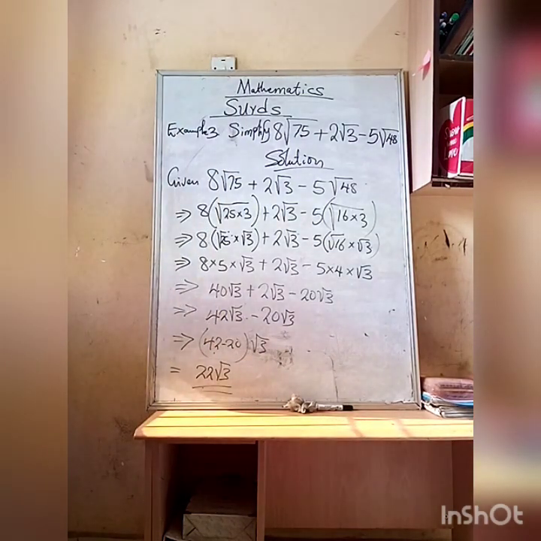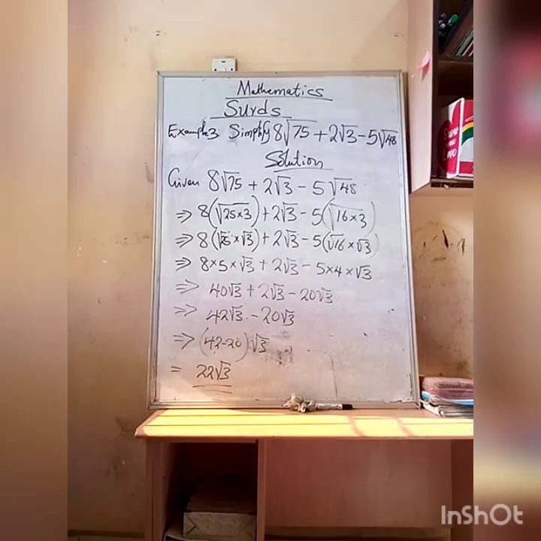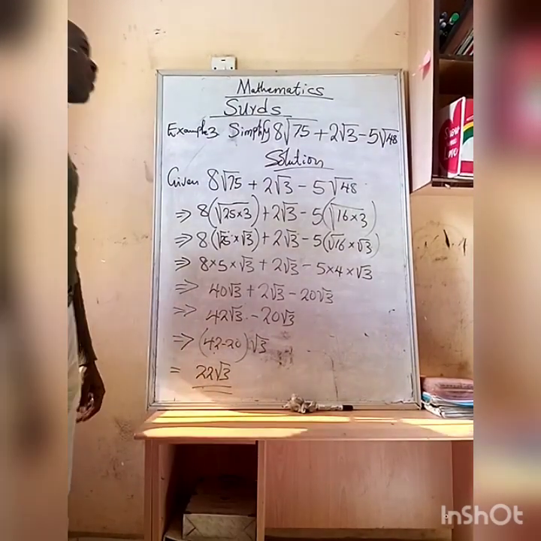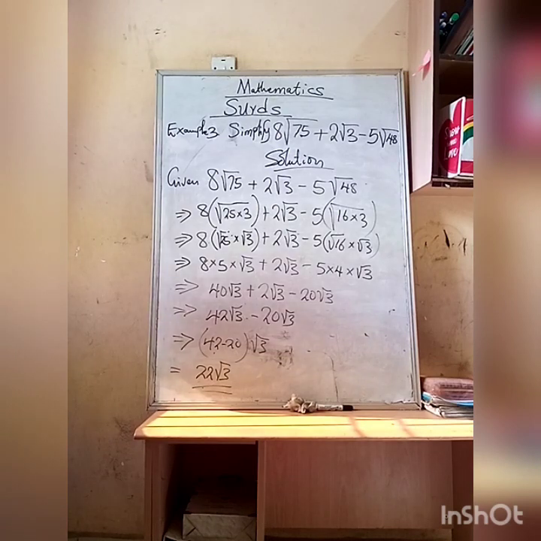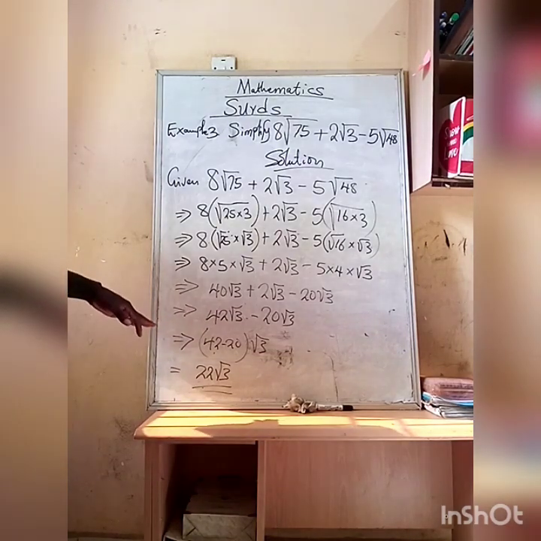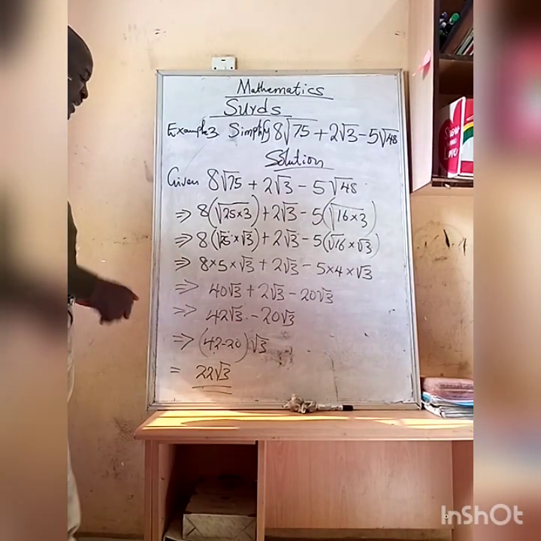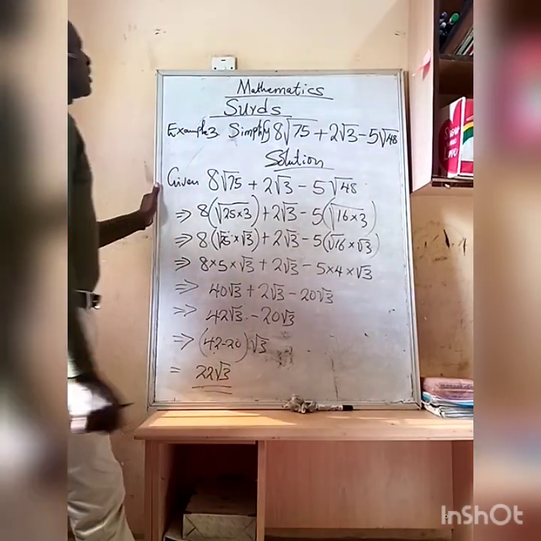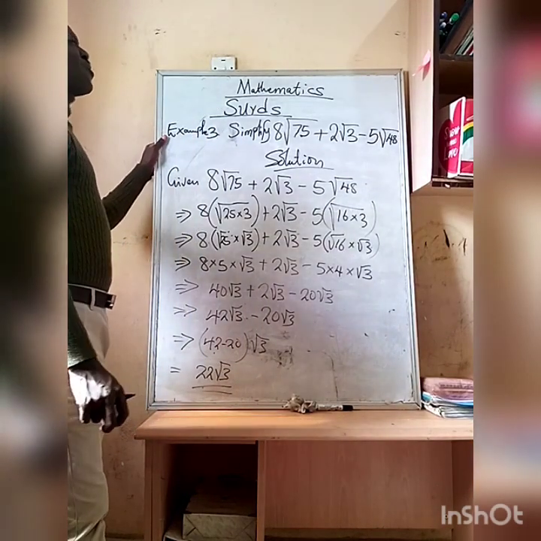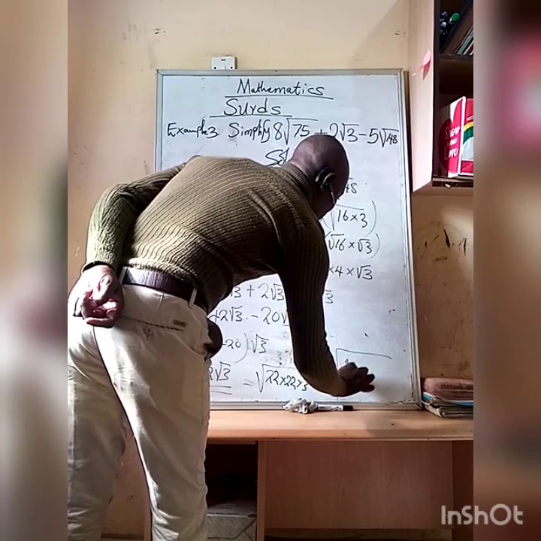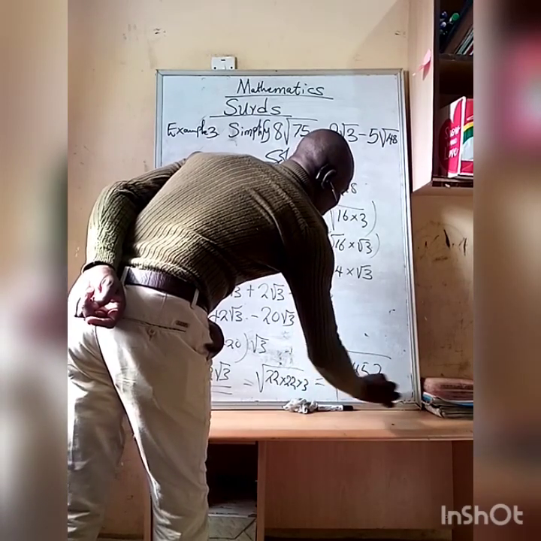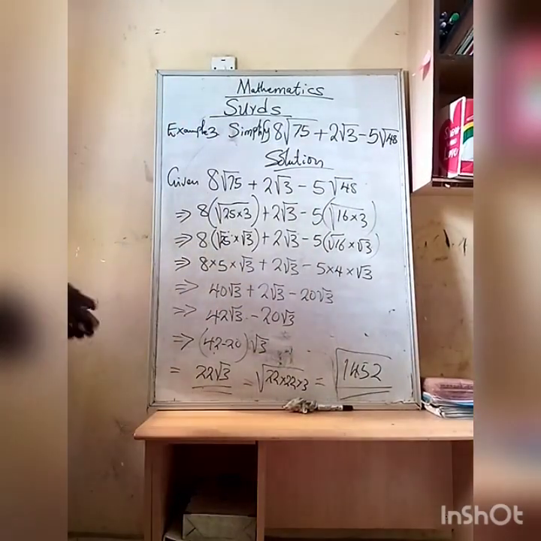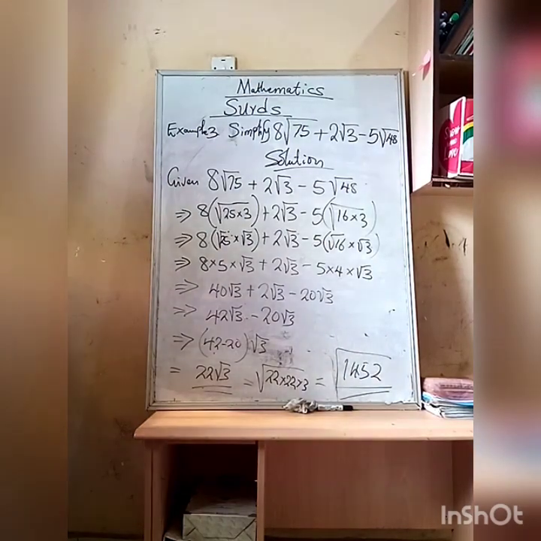Suppose we are told to write it in the form x root y, that is what we have. But if we are told to express it as a single surd of the form root x alone, then it means we are going to square this. If we square 22, it's going to give us 484, times 3 gives 1452, if at all we are going to express it as a single surd. So that is what we do.